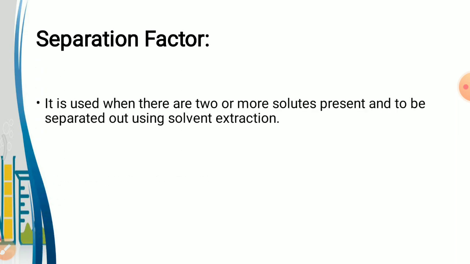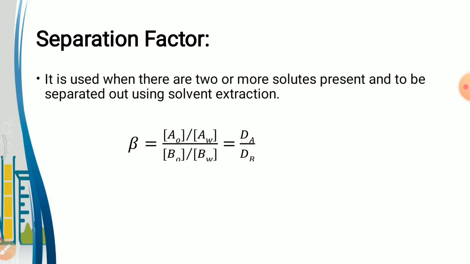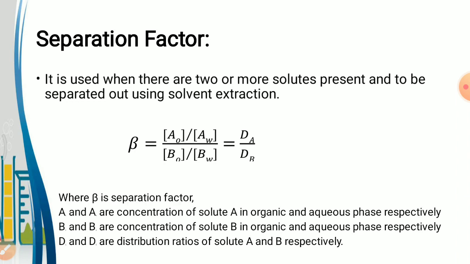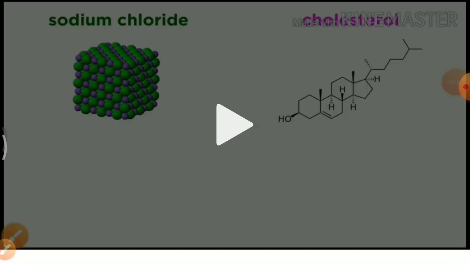Now, separation factor. Separation factor is used when there are two or more solutes present and to be separated out using solvent extraction. Here, beta stands for separation factor. AO and AW are concentrations of solute A in the organic and aqueous phase respectively. BO and BW are concentrations of solute B in the organic and aqueous phase respectively. dA and dB are the distribution ratios of solutes A and B respectively.